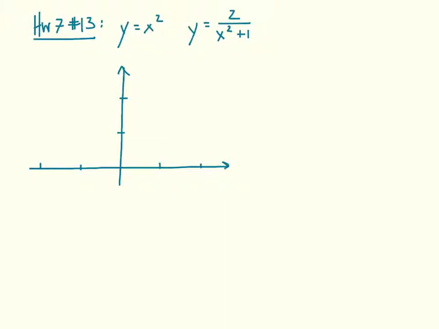y equals x squared, we should all know what that looks like. Parabola, we get points at (0, 0), (1, 1), (-1, 1). It looks something like that.